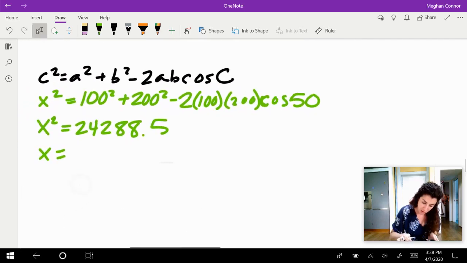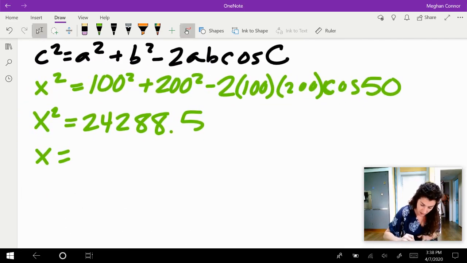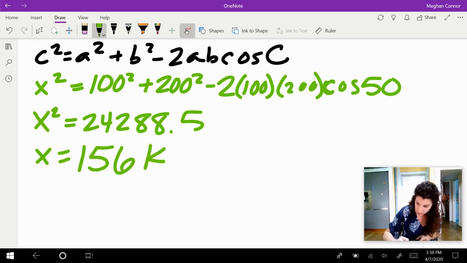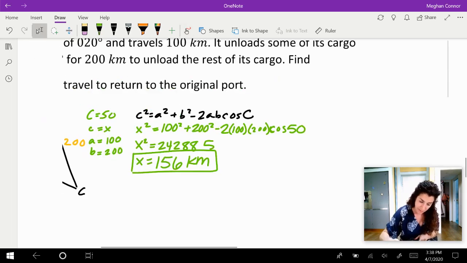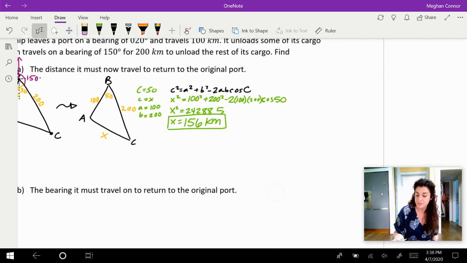It doesn't tell me, so I'm going to do 3 sig figs. So 156. I'm assuming kilometers because I don't remember. Aha, kilometers.